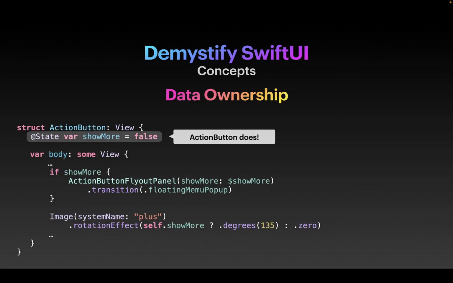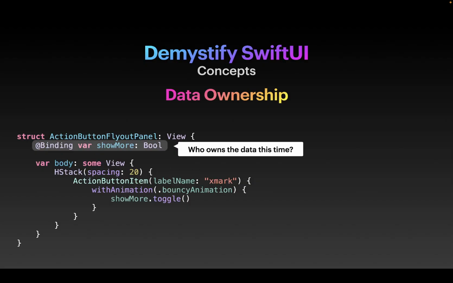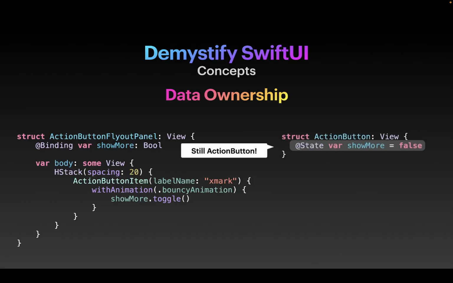Okay, now take a look at this. This time I'm going to use @Binding. Okay, do you still remember the @Binding thing, right? By using @Binding, we essentially create a binding, as the name says, from the parent view. So it creates a reference to some variable in the parent view. In this case, for example, this action button flyout panel, this view doesn't own that data anymore. That data is actually owned by the parent view, which is the action button. Okay, so you have to think about which view actually owns the data.